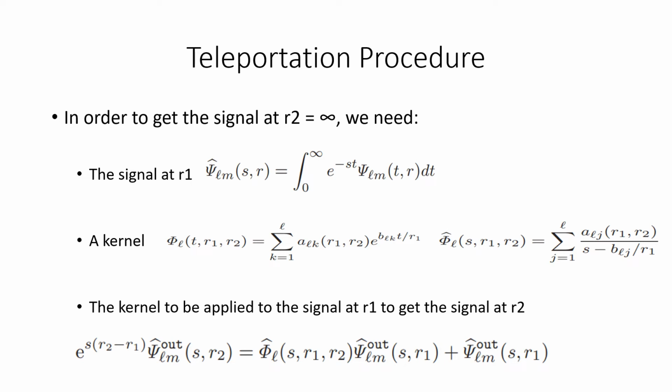This kernel can either be given in the time domain, which can be seen in the first equation, or in the frequency domain, which can be seen in the second equation. The kernel is then applied to the signal at r1 to get the signal at r2. This is done in the frequency domain by multiplying the kernel by the outgoing signal at r1 and then adding that result to the outgoing signal at r1.